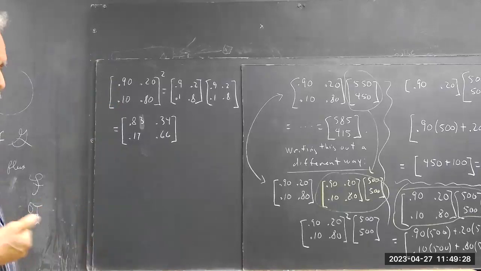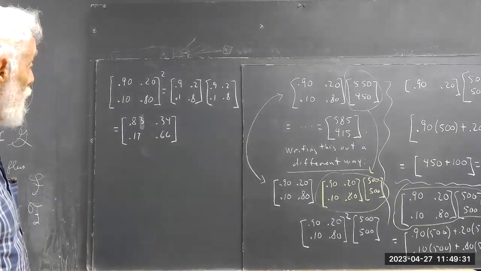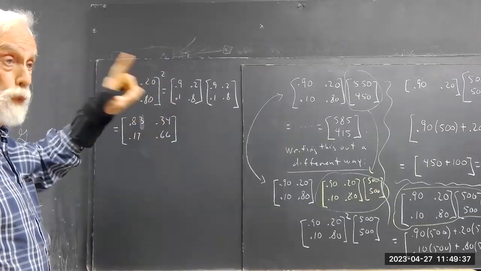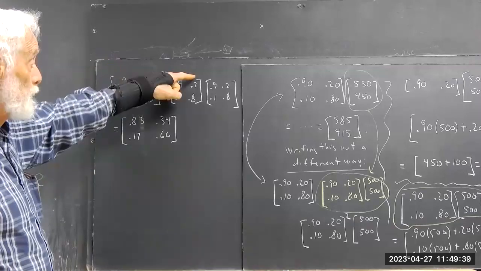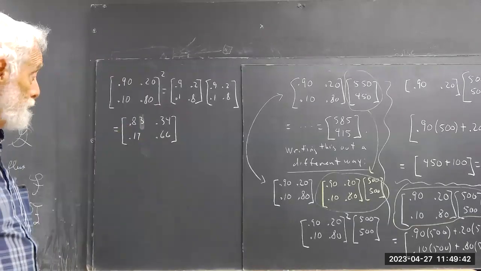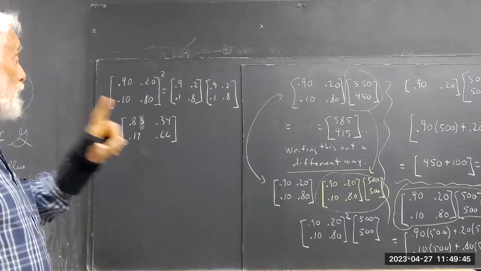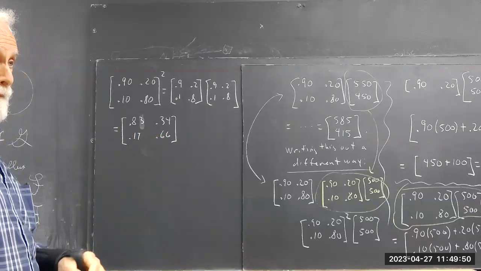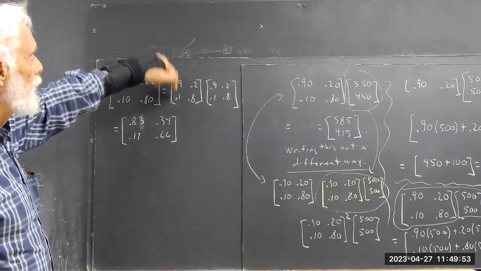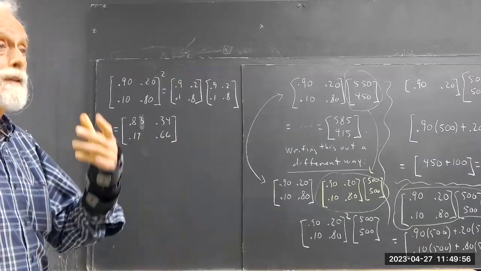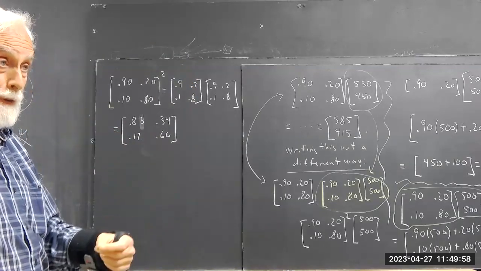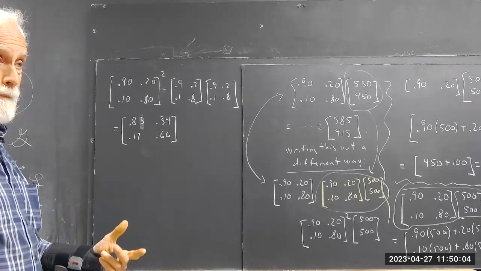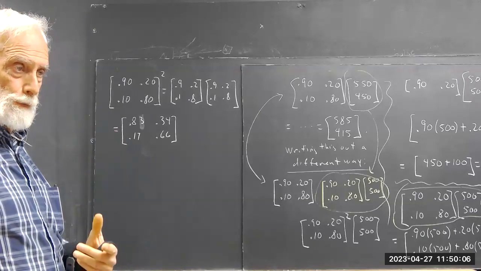Now I'm going to point out an important thing about this matrix. All of these matrices, if I add 0.9 and 0.1, I get 1. If I add 0.2 and 0.8, I get 1. If I add 0.83 and 0.17, I get 1. If I add 0.34 and 0.66, I get 1. So, first of all, the columns of the original matrix add up to 1. Each column adds up to 1. And the columns of the square matrix add up to 1. And the columns of any power of the matrix add up to 1.